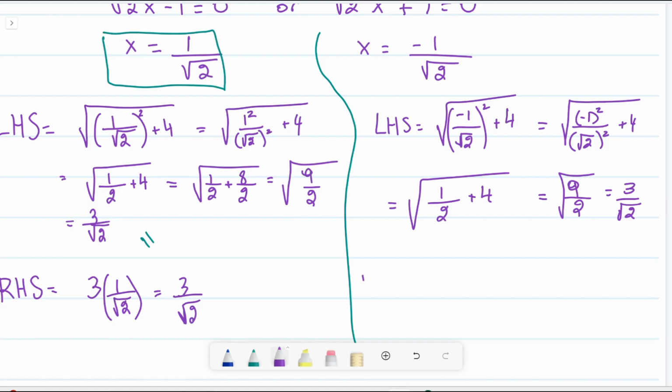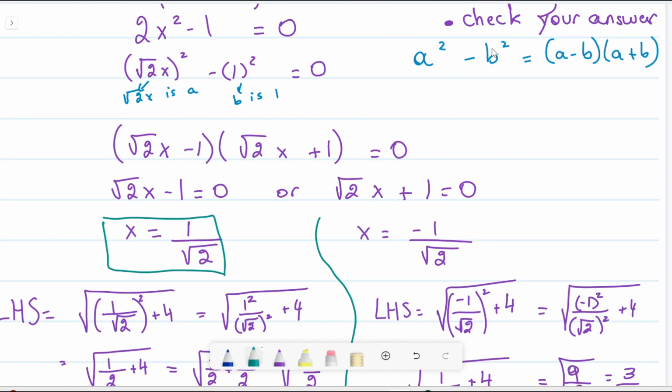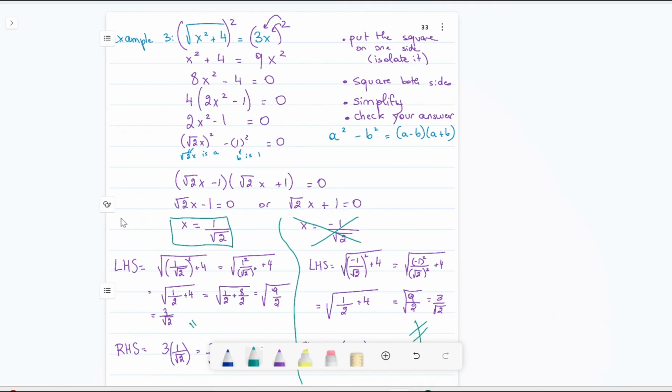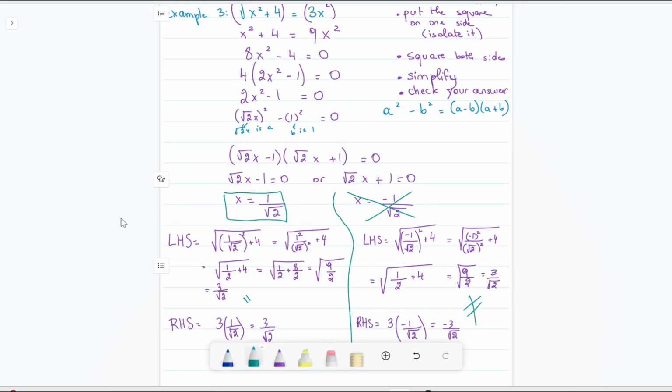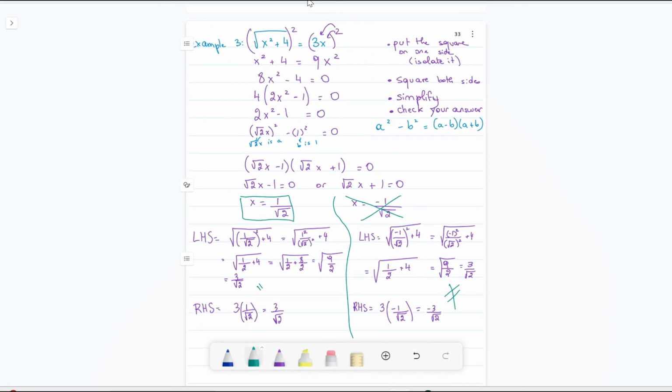And now let's plug in this value on the right-hand side, and this gives us 3 times negative 1 divided by square root of 2, which is negative 3 divided by square root of 2. And we can notice here that the left-hand side and the right-hand side are not equal. Therefore, we do not accept this answer. And we only have one answer, which is x equals 1 divided by square root of 2.